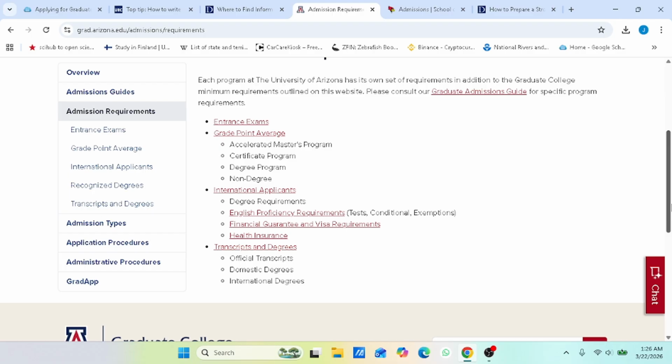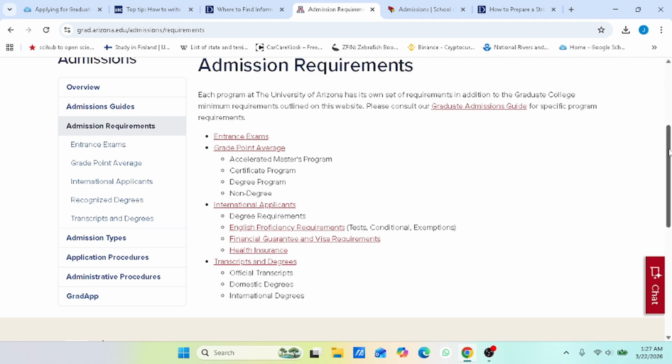So according to graduate school, these are the requirements: entrance exams, test of English as a foreign language, graduate record examination, those are the common ones, and maybe GMAT, grade point average, that's the GPA. And for international applicants, you have English proficiency, financial guarantee and visa requirements, health insurance, transcript and degrees. That is according to graduate college.